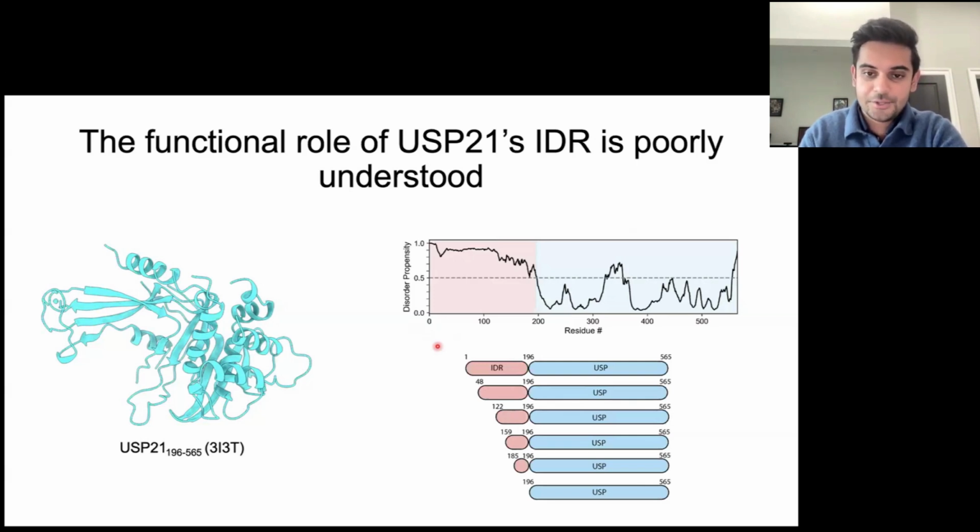So what I did was I expressed and purified the full-length USP21 from E. coli and a series of N-terminal truncations as well, and assessed its biochemical activity when you have USP21 in the presence of this intrinsically disordered region.